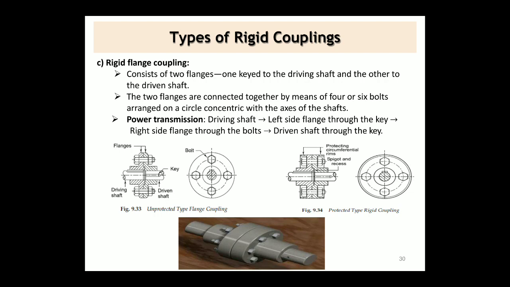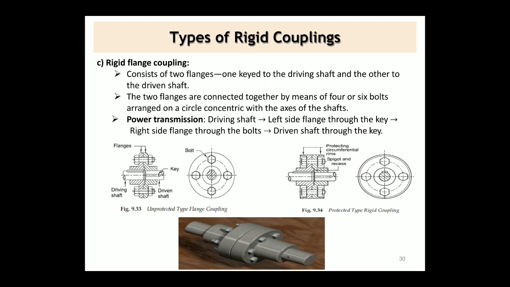The flange coupling consists of two cast iron flanges which are keyed to the shaft ends and bolted together. To ensure proper alignment, the end of one shaft may enter into the recess provided in the flange attached to the other shaft. Protected type couplings are often used to provide safety to the operator. These flanges project beyond the heads of the bolts and the nuts.